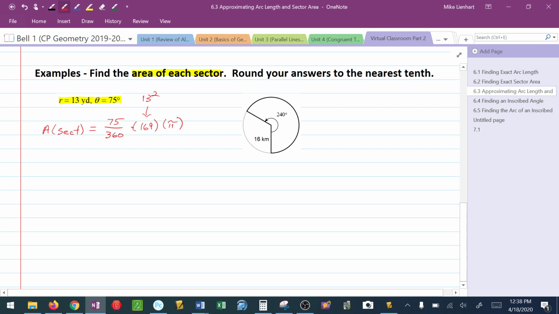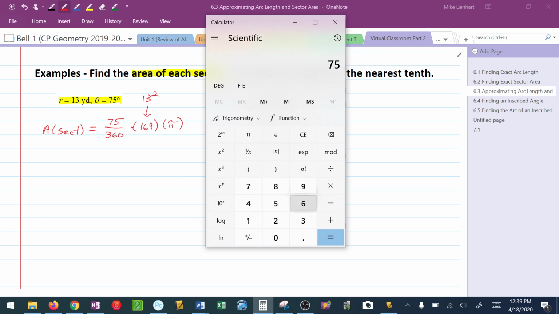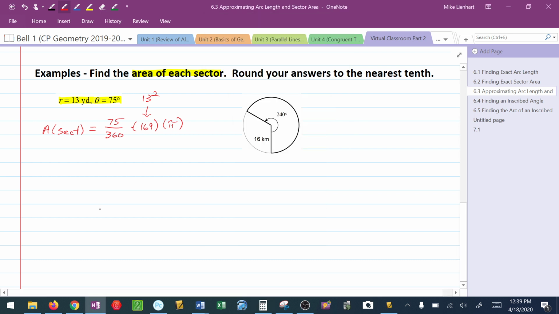All right, I grab my calculator. I've got 75 times 169 times pi, and I'm going to divide that by 360. That gives me, rounded to the nearest tenth, 110.6. So the area is 110.6, and now we need to label it yards squared. Remember, area is always units squared.